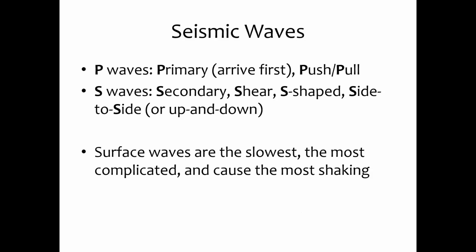So to summarize that, P waves, primary waves, push-pull motion. S waves, secondary waves, there are shear waves as well as a way to think about it. They're S-shaped and they move side to side or up and down. And those surface waves are the slowest, the most complicated, and cause the most shaking. We saw when we were looking at the seismogram before, that the amplitude of the surface waves was the highest.